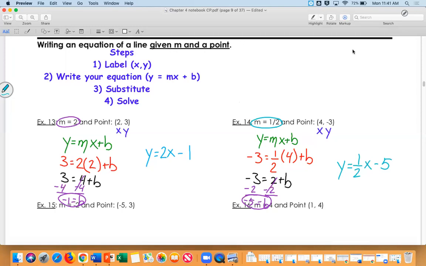Okay, write your equation. y equals mx plus b. Substitute. Now we're going to solve. So follow these steps, say them out loud, and it'll drive your problem.